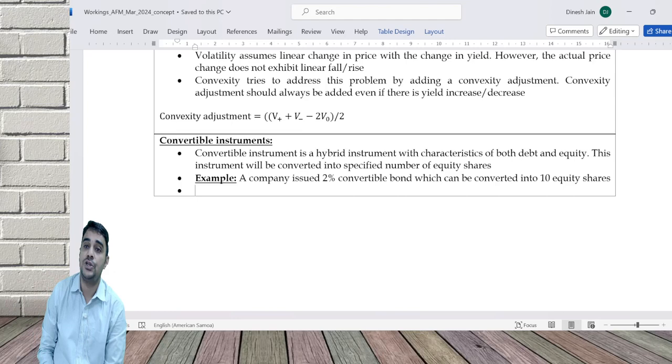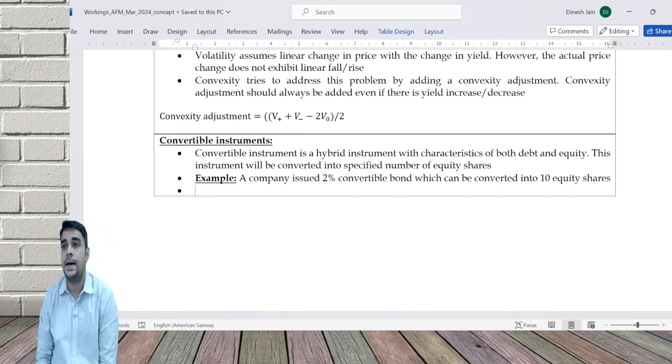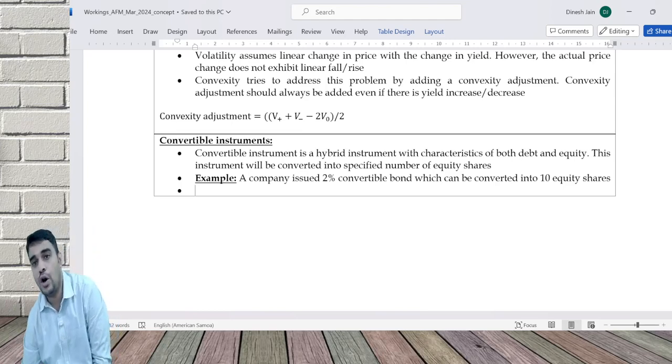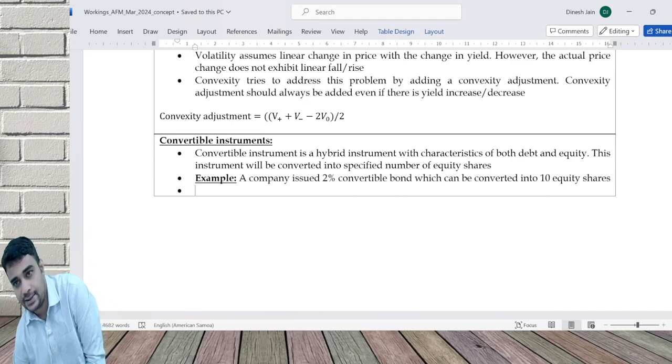Many companies have issued something called FCCB, foreign currency convertible bonds. So why do I issue foreign currency convertible bonds or normal convertible bonds? Why not separate bonds? If you issue bonds, it will be at 8%, 10% interest. Convertible bond normally is issued at a slightly lesser interest.